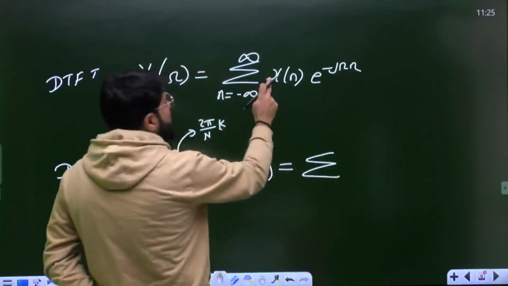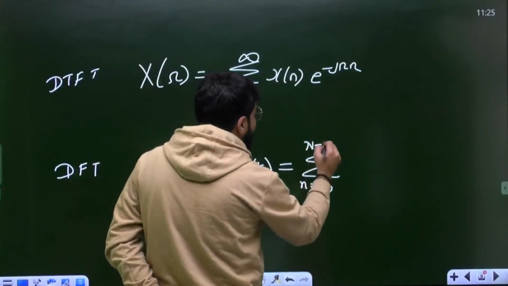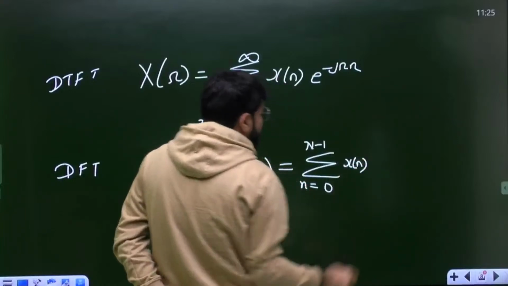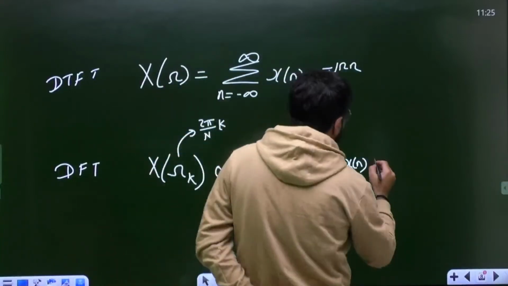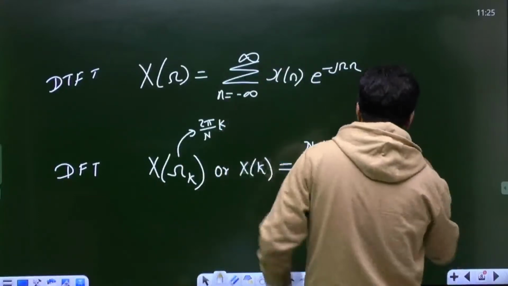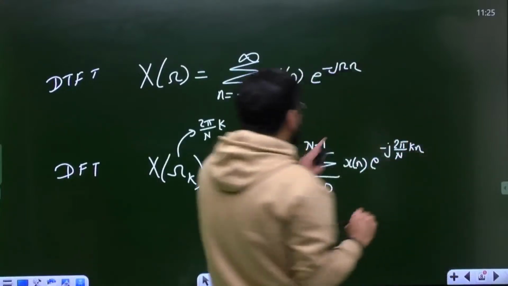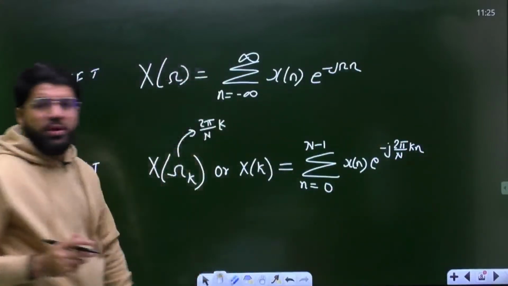Summation. Now see, I told you, the signal also has length n, defined from n equal to 0 to n minus 1. So the limit also changed. Summation n equal to 0 to n minus 1 x[n] e raised to the power minus j, and omega will become omega k. So writing down the omega k value, 2 pi by n into k, and then into n. That is the DFT formula.